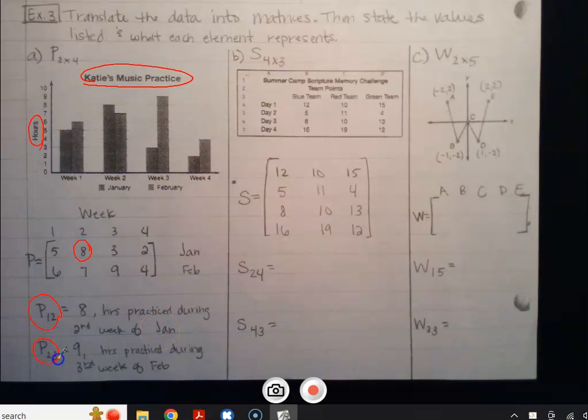So P23 is, actually let me change colors here, is row 2, column 3. So 1, 2, 3, which is a 9. And so this is the hours that Katie practiced during the third week of February. Make sense? Perfect.